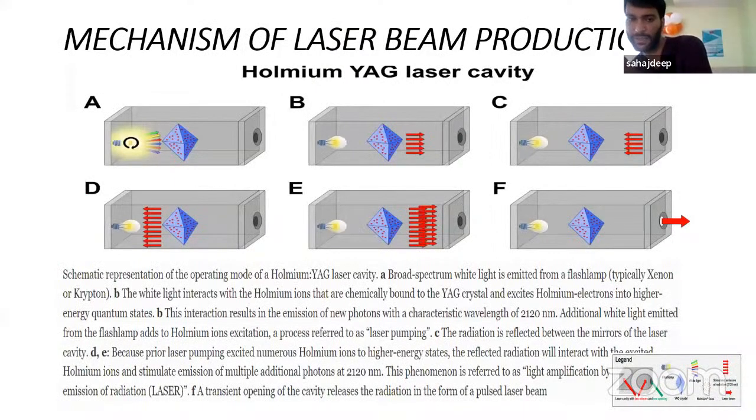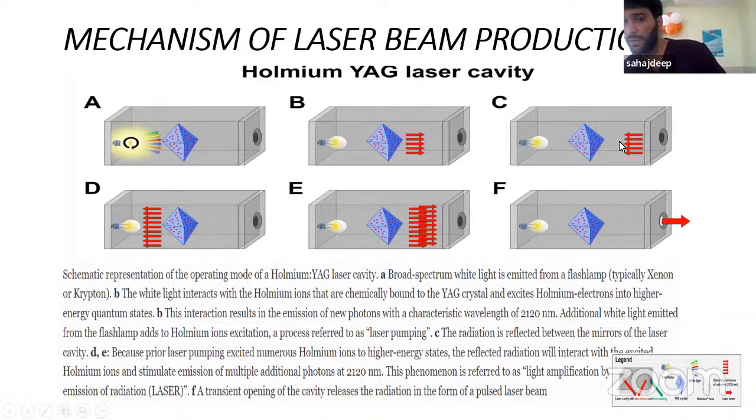This is a schematic representation of production of laser beam. In figure A, showing the flash lamp emitting a broad spectrum light containing xenon or krypton. It interacts with the holmium YAG crystal, which excites the holmium ions to a higher energy level. These further emit the photons.